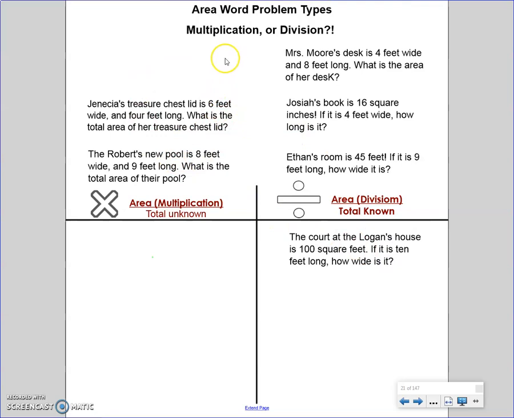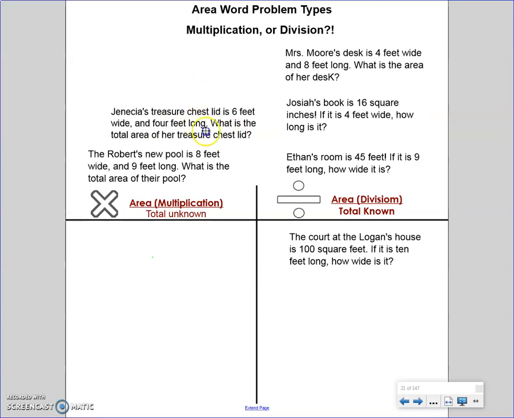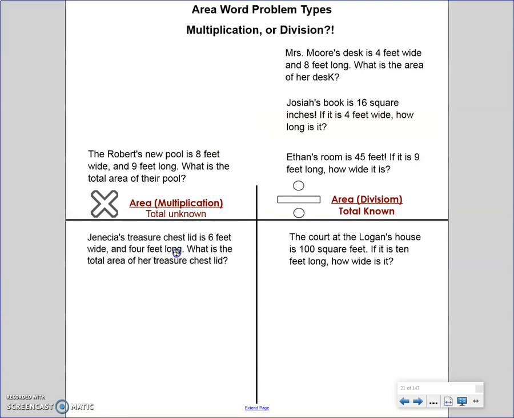Here's our next problem. Genesia's treasure chest lid is 6 feet wide and 4 feet long. What is the total area of her treasure chest lid? I notice that in this problem, the question is asking me to find the total area. So, since I do not know the total area, and I do know the length and width, I would multiply to solve this problem. You're going to determine the last 4 independently.